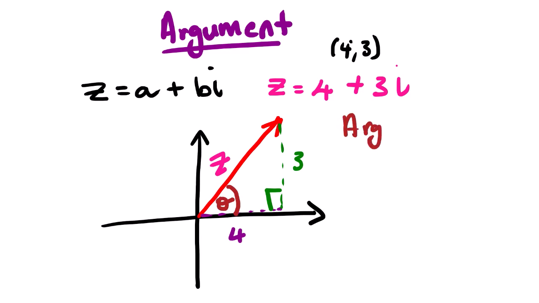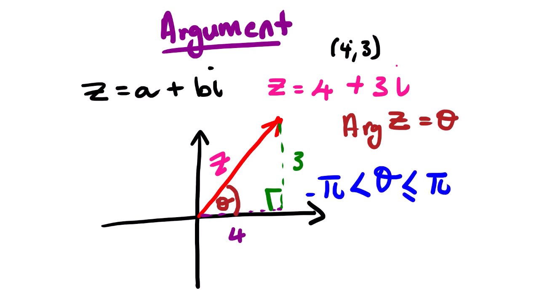So the argument of z will be theta, but you should take note that our theta must be in this interval: greater than negative pi and less than or equal to positive pi. We know that negative pi is the same as negative 180, and positive pi is 180. In this lesson video, we are going to use radians as our format to calculate these values. That is why instead of 180, I put pi.